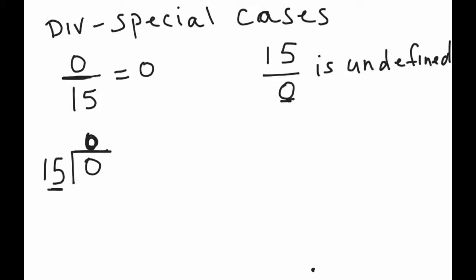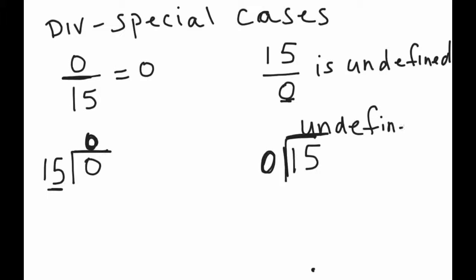All right. And then on the other example, say 15 divided by 0. And then try to work that. So 0 times what will give me 15? Nothing. It won't happen. And so we call it undefined. I hope that helps a little.